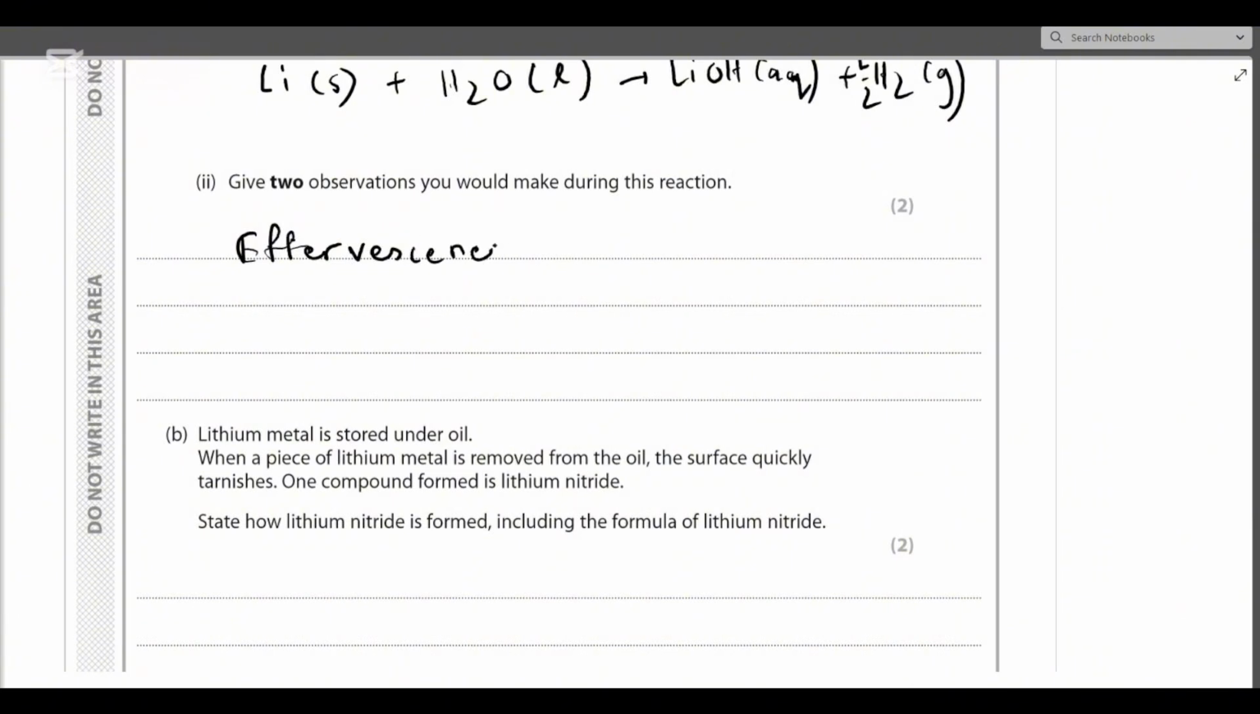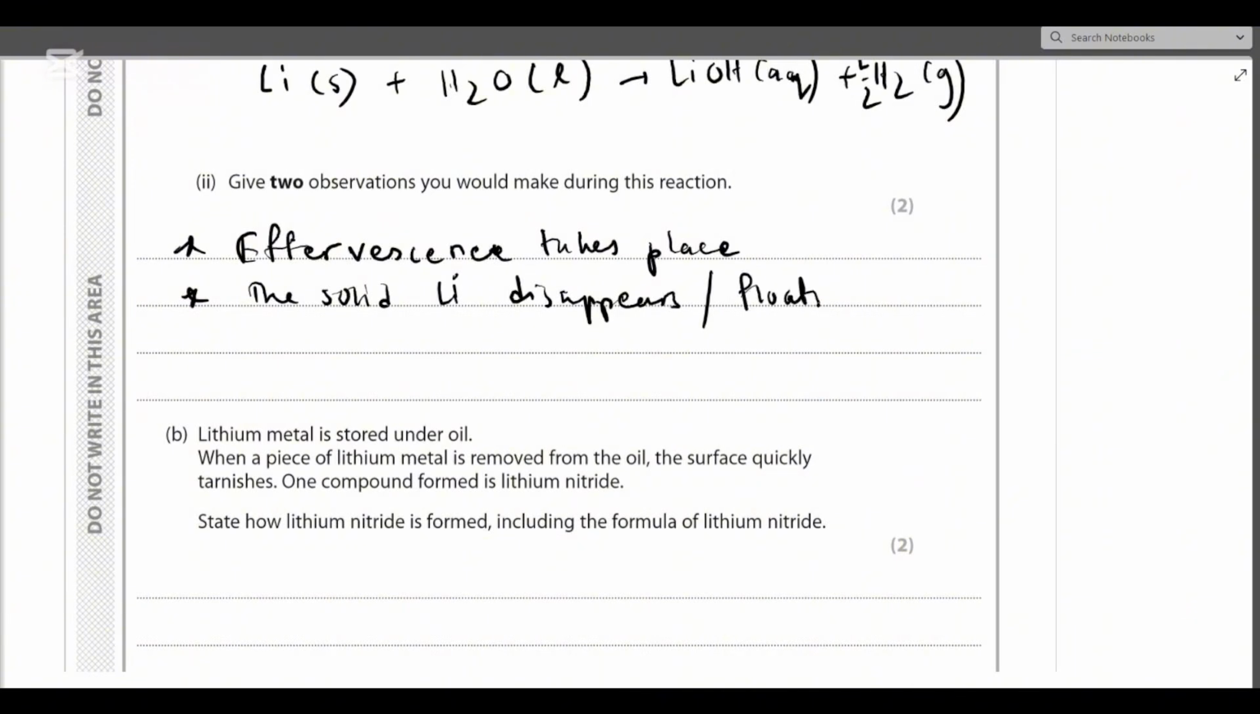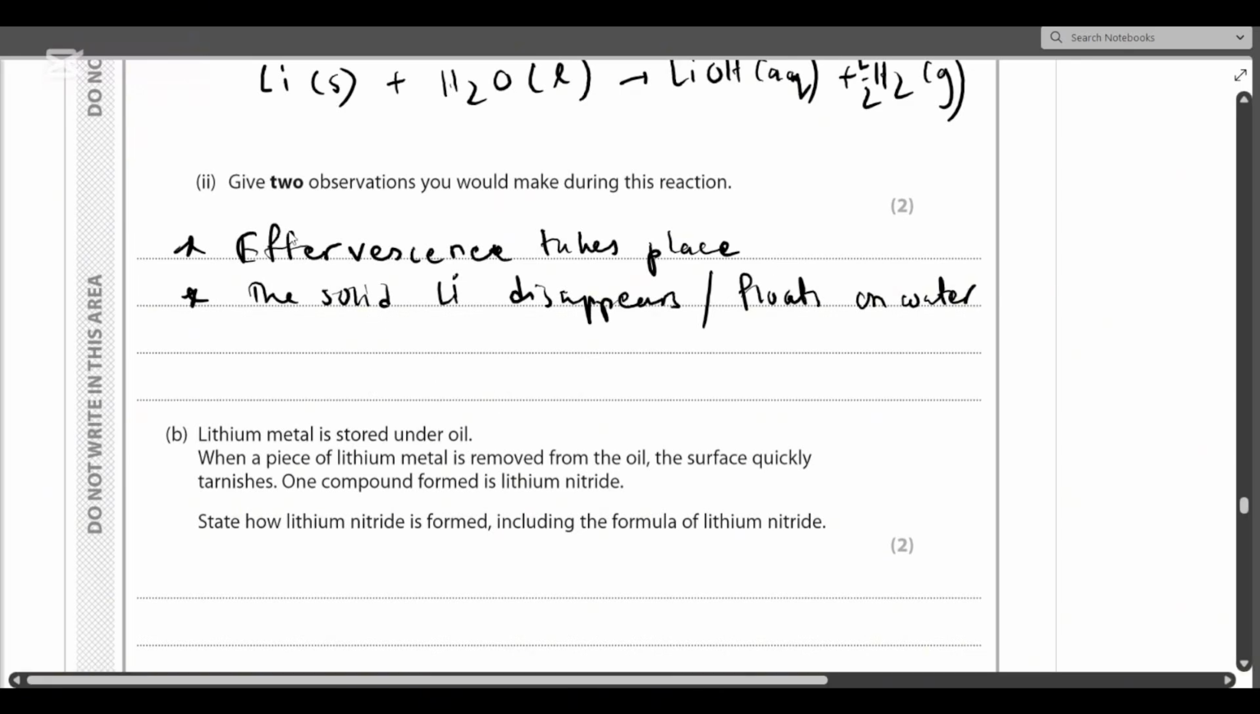Effervescence takes place. That's one of the observations we can say. Second observation, we can say that the solid lithium disappears, or you can say it floats on water as the reaction progresses.